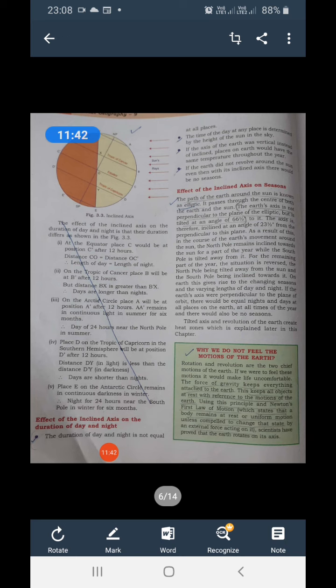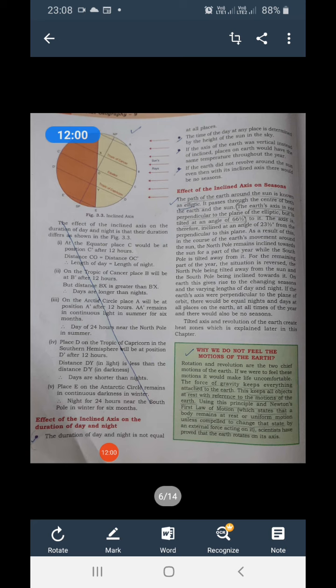Now again they have mentioned here the effect of the inclined axis on seasons. And we've already done here that there is unequal length of day and night, a lot of climatic changes take place, and the time duration is not the same.